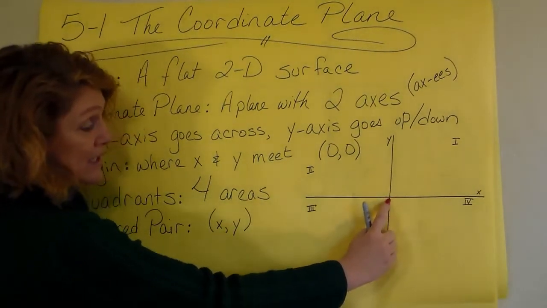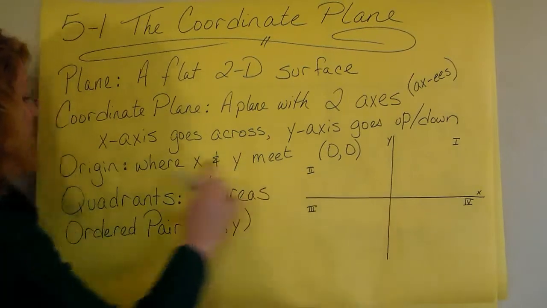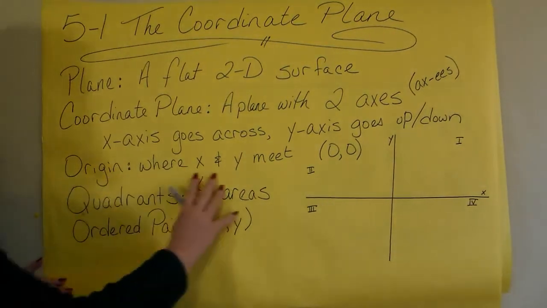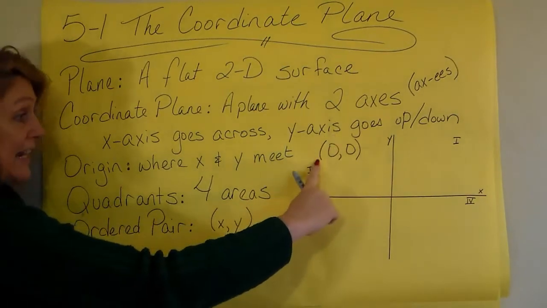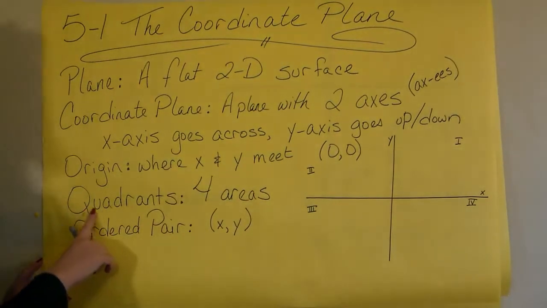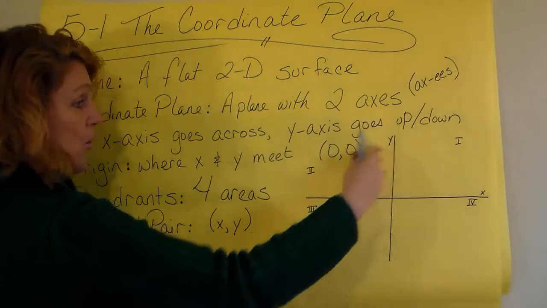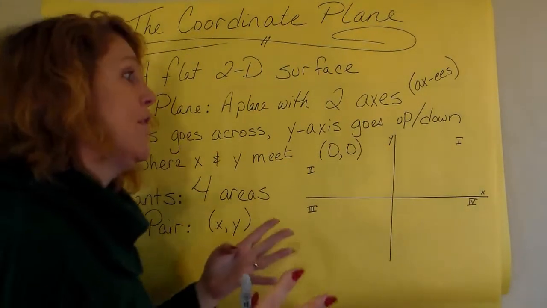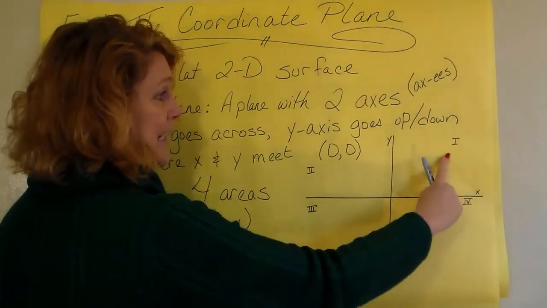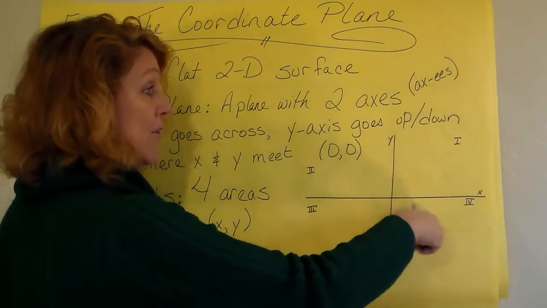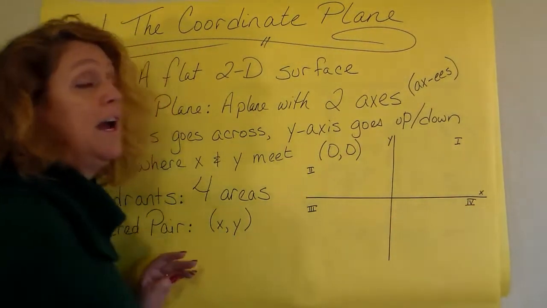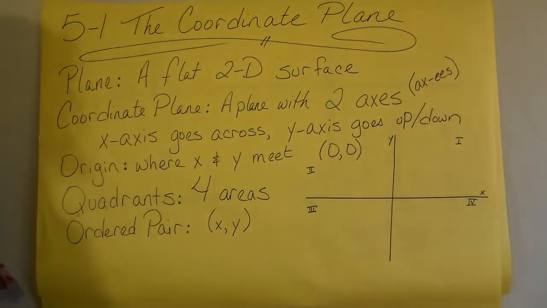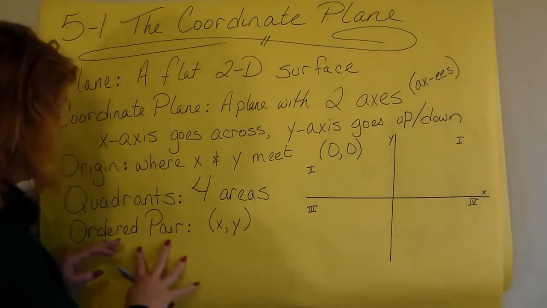Now, right here, this spot that is 0, 0, this is called the origin, and that's where the x and y axis meets, and that's plotted at 0, 0. We have quadrants because we break our coordinate plane into 4 sections. They're quads. We start with section 1 and then we go counterclockwise. Quadrant 1, 2, 3, and 4, and we label them in Roman numerals.